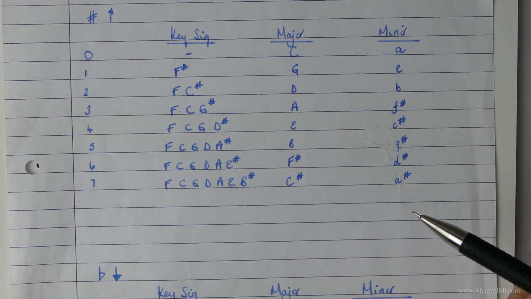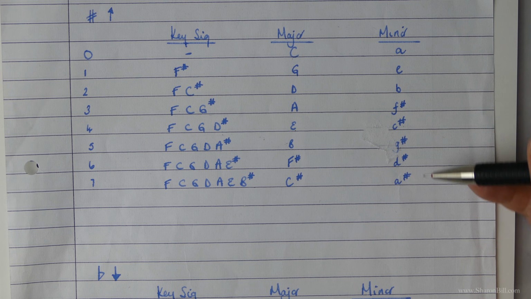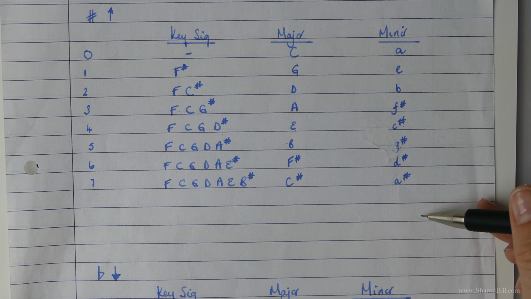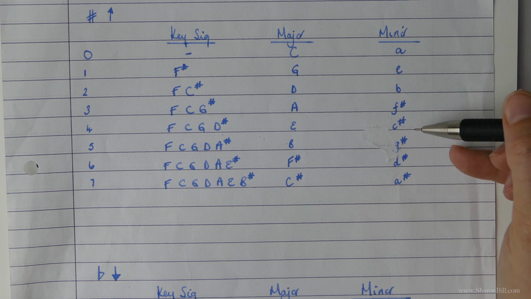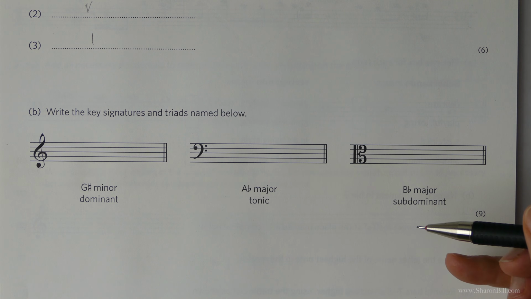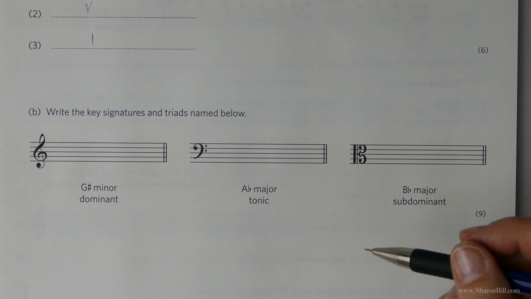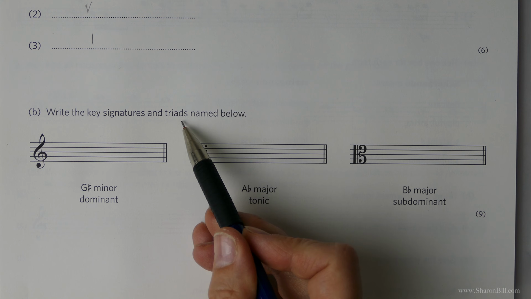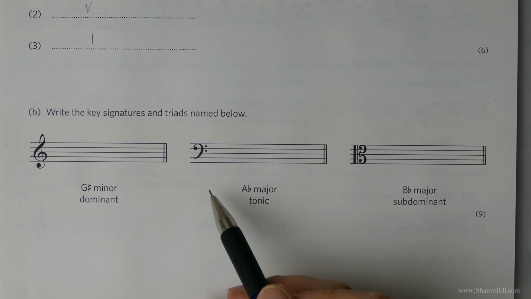And it saves you so much time in an exam if you just think of this once instead of having to keep bringing this information to mind. And it also avoids making mistakes when you're under pressure. Get it written out first of all, and then you can just refer to it nice and calmly. So we need to write the key signatures and then the triads named below. Just be careful of your clefs as well.